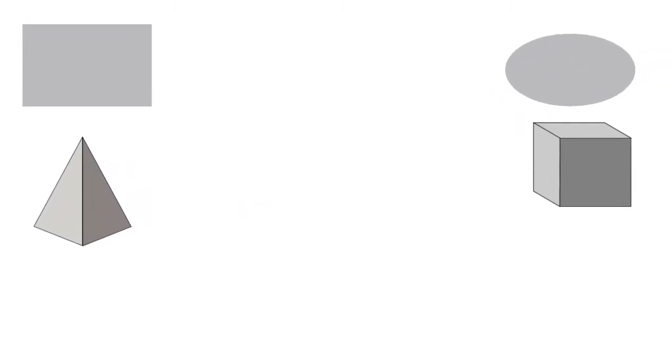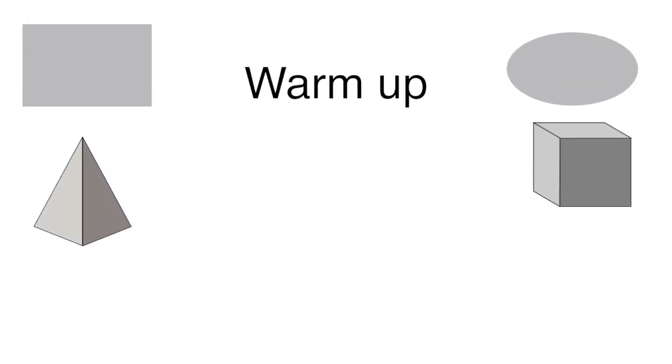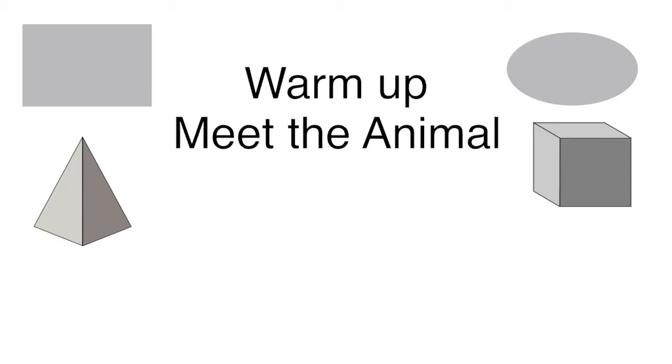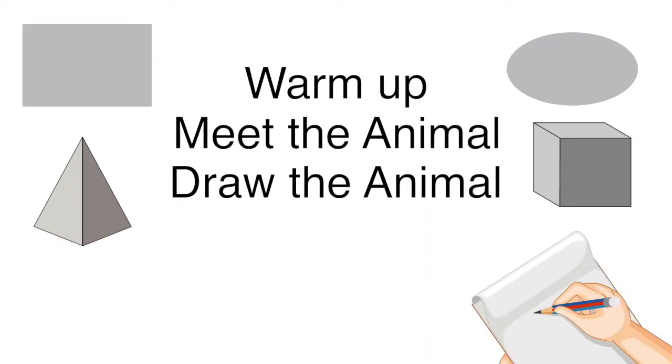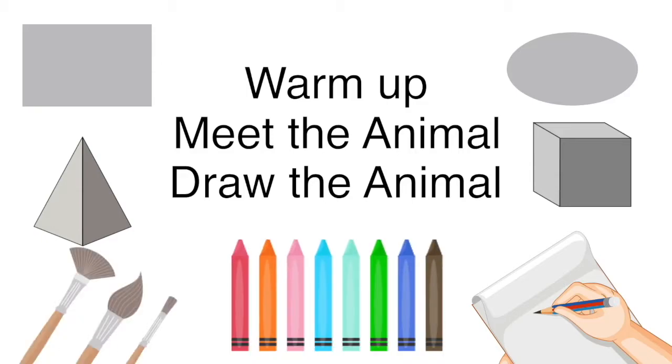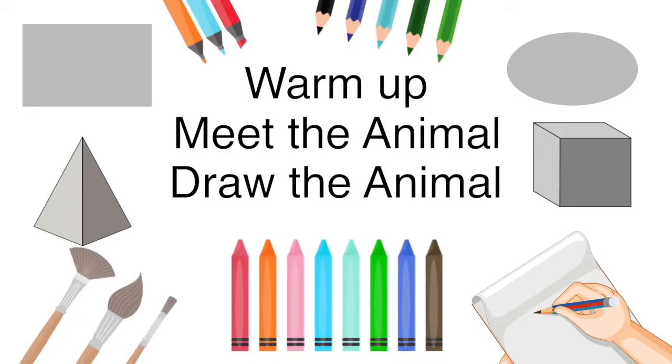Today we are talking about shape and form. First, we will do a warm-up, then meet the animal, then draw the animal. I will use a pencil and paper, but there are a lot of other materials you can use in this activity. If you're new to the Drawing Zoo, I suggest you start with our shape video, which I will link to in the description.